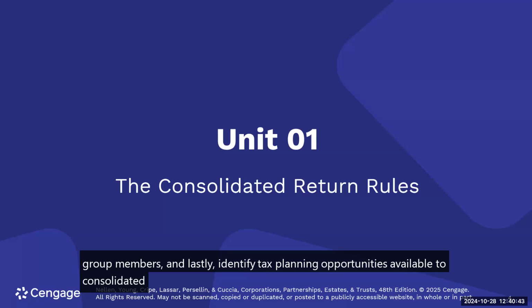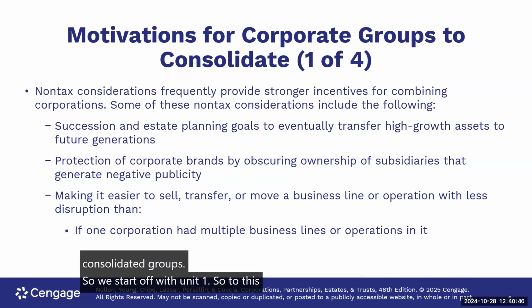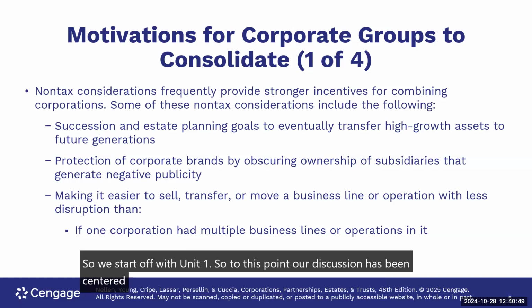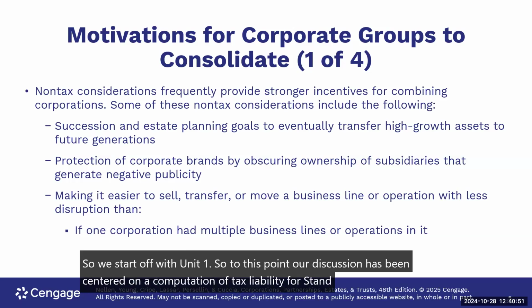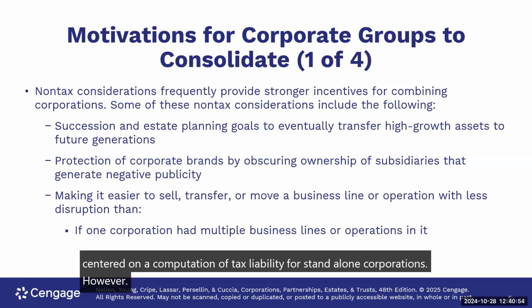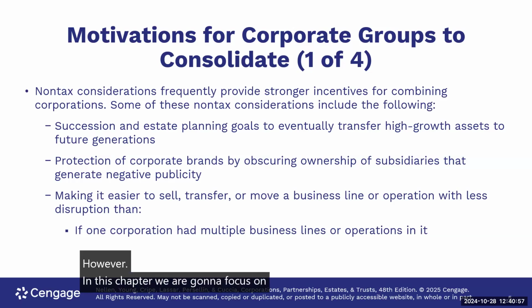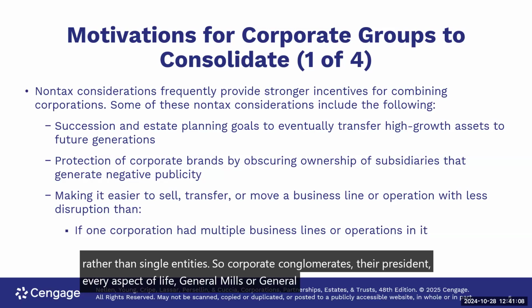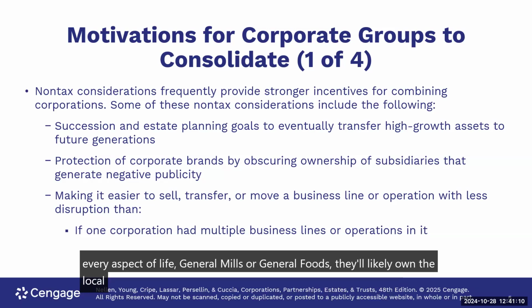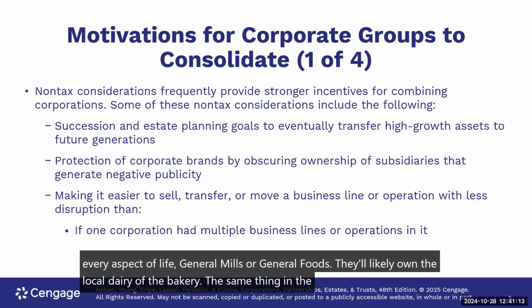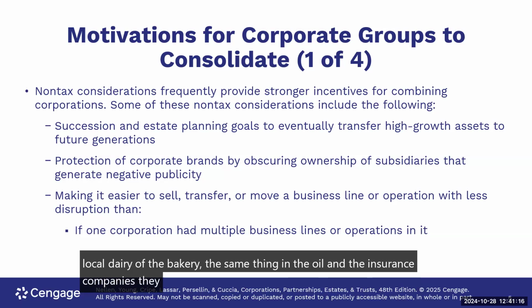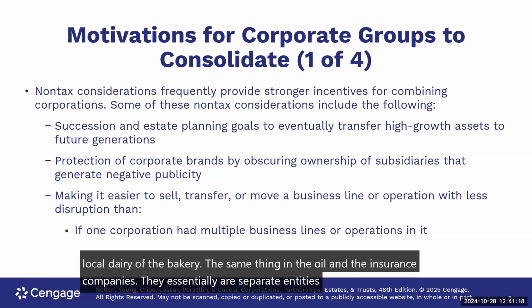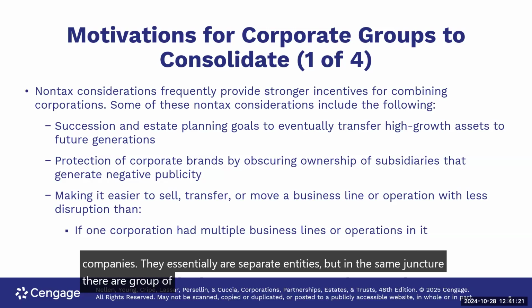So we start off with Unit 1. To this point, our discussion has been centered on the computation of tax liability for standalone corporations. However, in this chapter, we're going to focus on groups of related corporations rather than single entities. Corporate conglomerates are present in every aspect of life. General Mills or General Foods will likely own the local dairy or the bakery. The same thing in the oil and the insurance companies. They essentially are separate entities, but at the same juncture, they're a group of corporations that essentially work together.